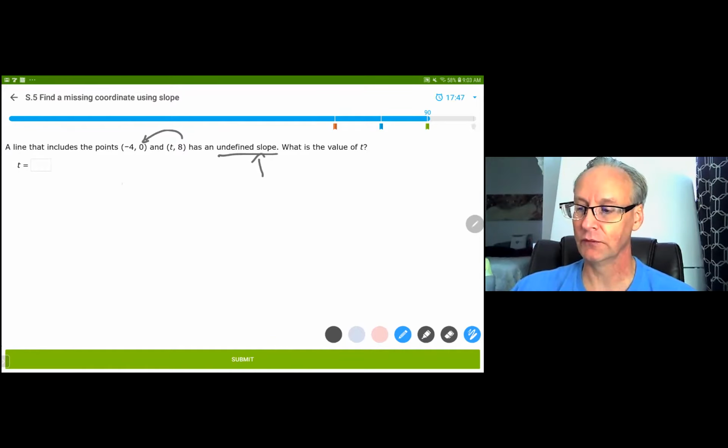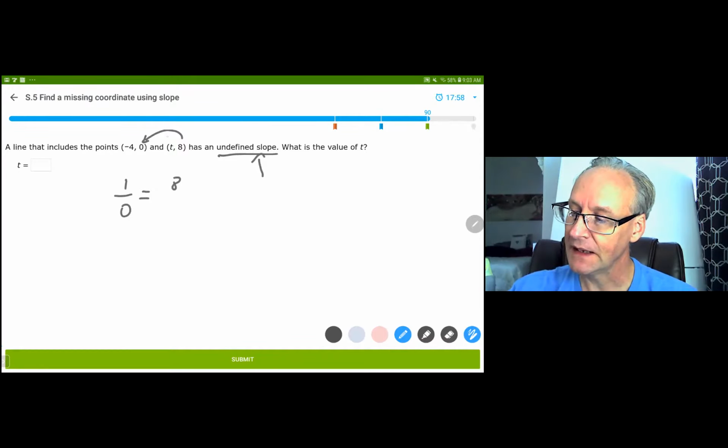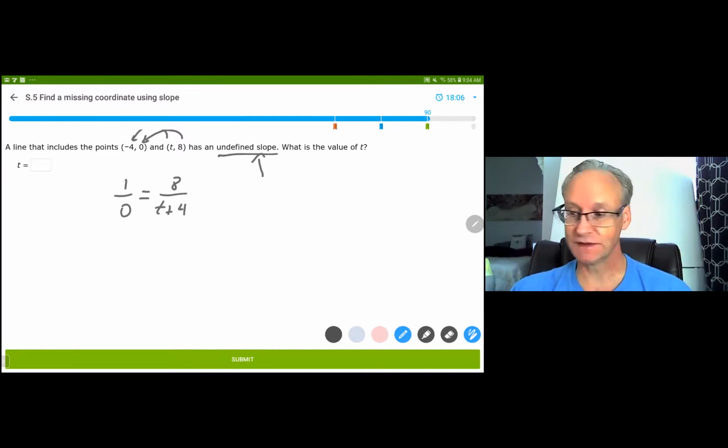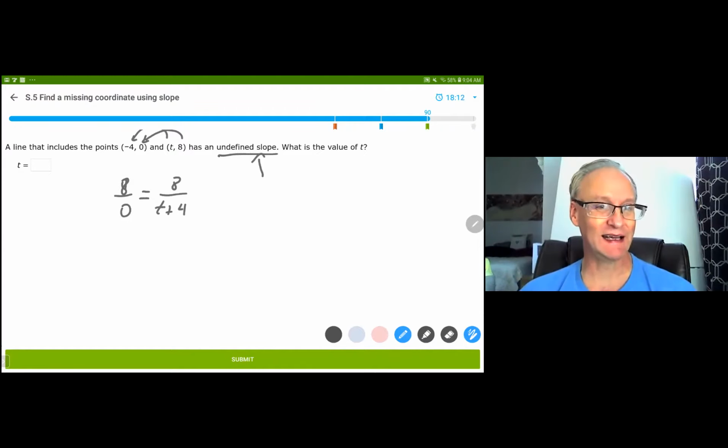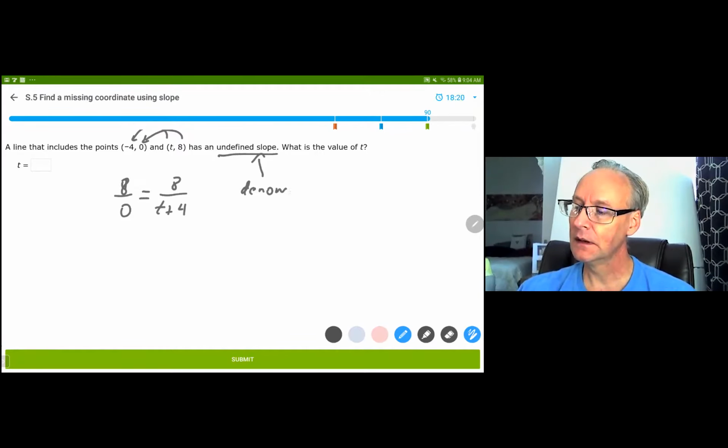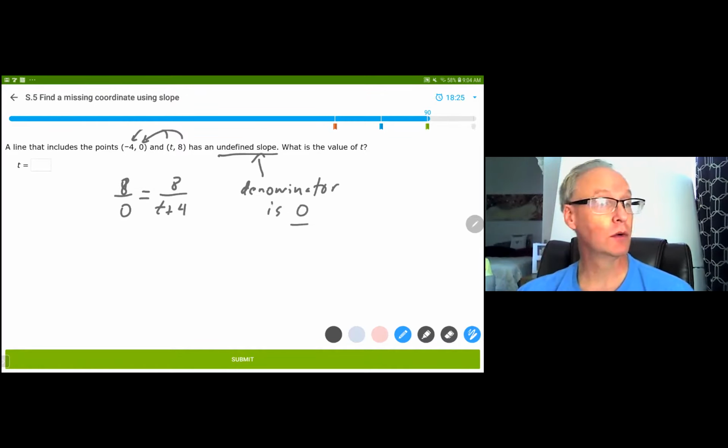I can write any number over 0. I'm just going to put 1 over 0. But I could write any number over 0 is equal to 8 minus 0, which is 8, and t plus 4 is in the denominator. I could have chosen any number for the numerator, and I'm going to write 8 for a reason. The only thing that's important for an undefined slope is that the denominator, the difference in the x's, is 0.